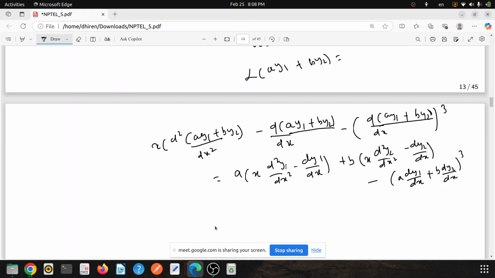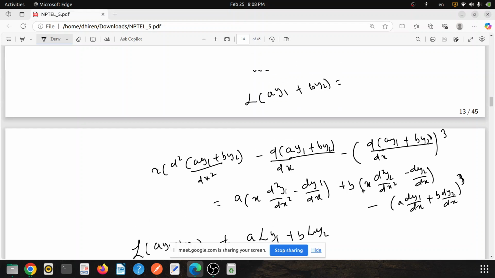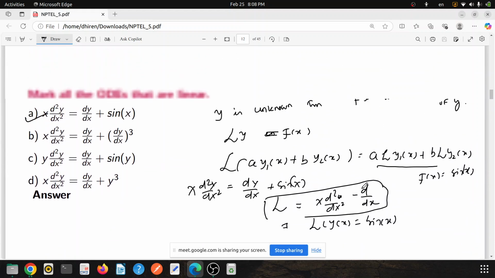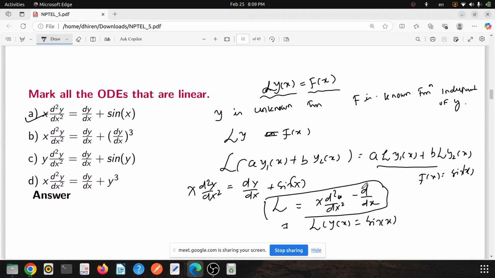So if you expand this, you will not get L of a y1 plus b y2 equal to a L y1 plus b L y2, just because this cubic term is there. So here, option B and option C. Option B is not a linear ordinary differential equation.